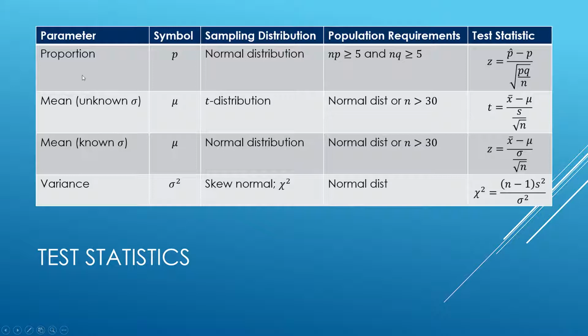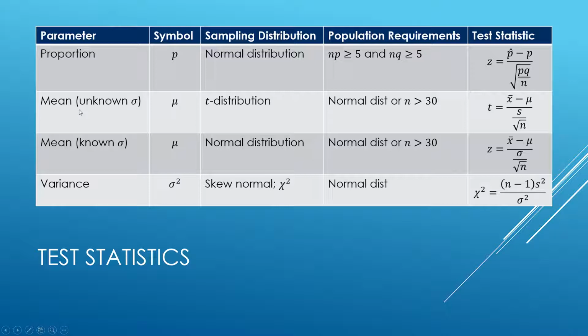If you're trying to test proportions, you might remember when we talked about estimating population proportions, we had some requirements. It formed a normal distribution for the sample, and we used for our critical value a z-value, a z-score. And this is now going to be how you calculate your test statistic, your z-test value, basically.